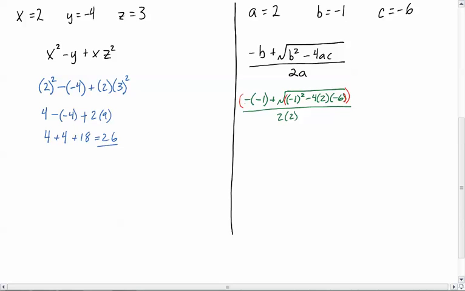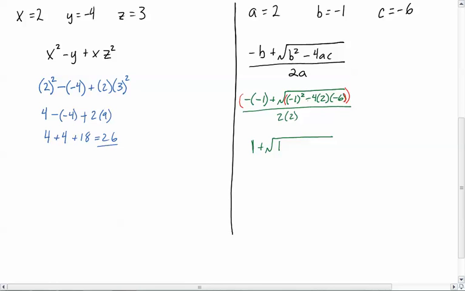Okay, so the negative 1 you can go ahead and do, because that needs to be done before you can add. So negative 1 would be a positive 1, and then we'll go plus the square root. So let's do the stuff inside the square root. Negative 1 squared, negative 1 times negative 1 is 1, and then I've got the negative 4, the 2, and the negative 6, so we can multiply those together, because the 4, the 2, and the negative 6 all have to be multiplied together before we can do this addition subtraction here.